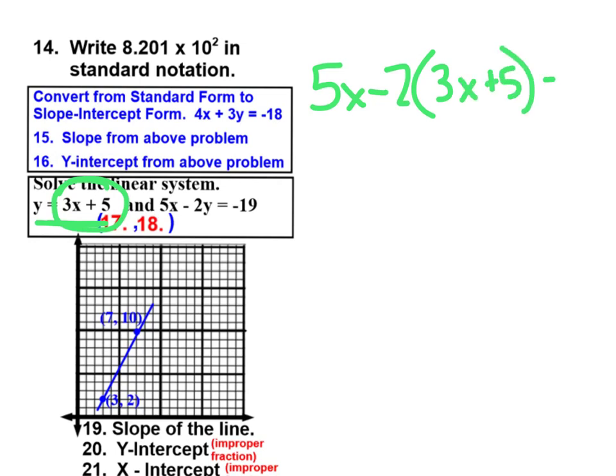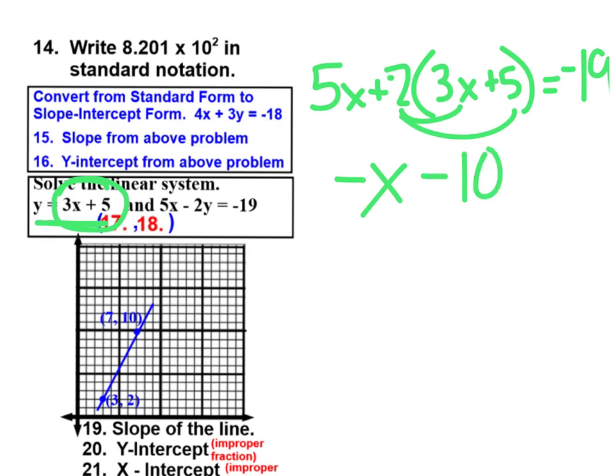And then I go ahead and finish out equals negative 19. And what you notice is we went from having two variables to just one variable. So now I can do all the work to just solve for this variable. So I would distribute. That gets me negative 6x, which goes with my 5x to make it negative x. And negative 2 times 5 is negative 10.